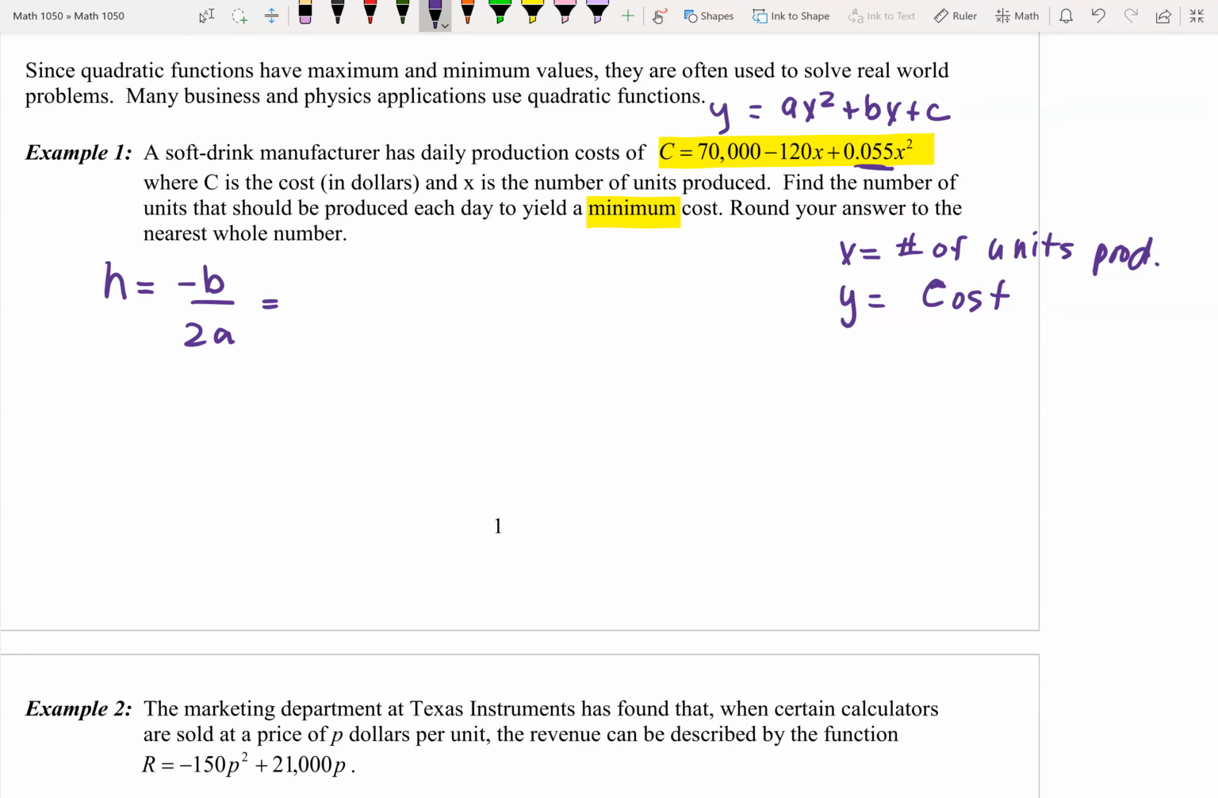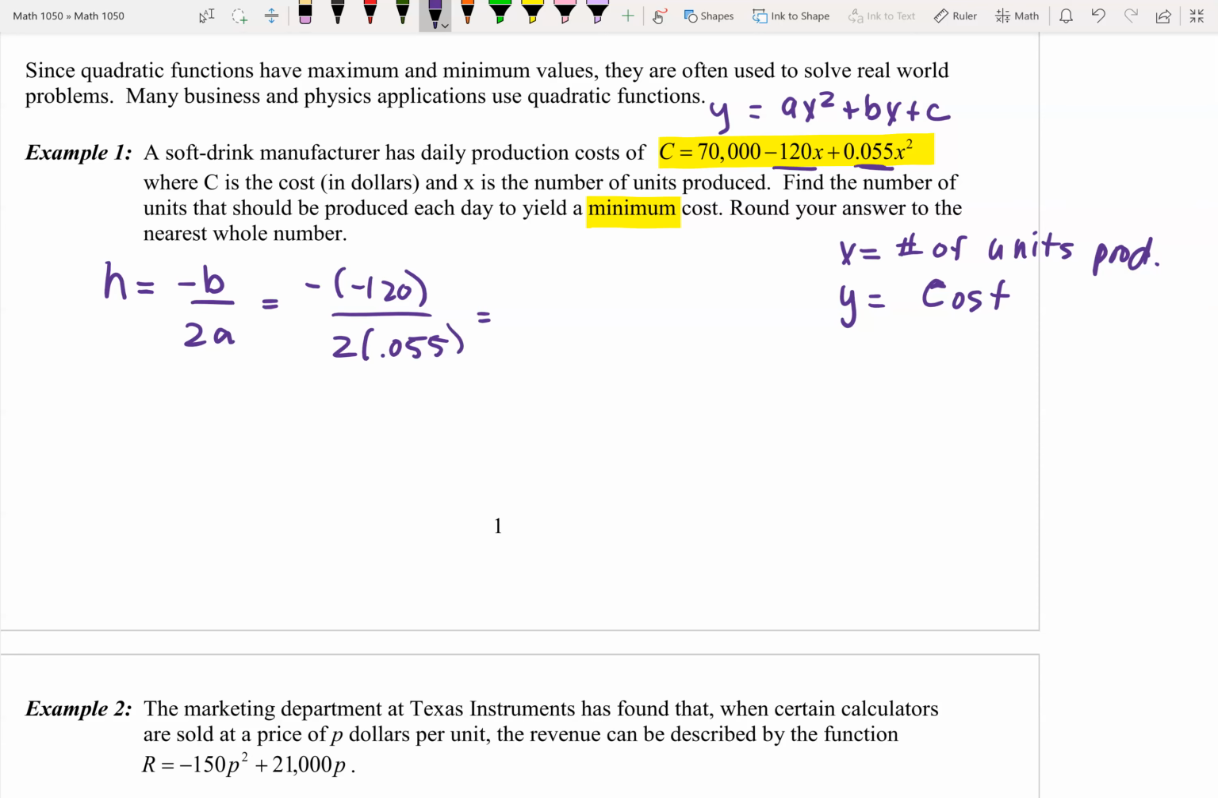So your a is 0.055 and your b is negative 120. So just don't get confused. The b is in front of the x, the a is in front of the x squared. So it's negative 120 over 2 times a, which is 0.055. Now here's how I do this. First of all, I do the sign in my head. Two negatives is going to give me a positive.